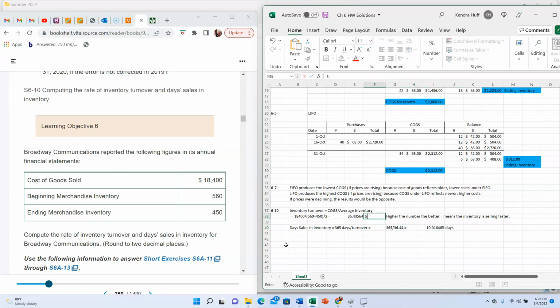This one up here is just like a number of times, 36 times the inventory turned over. But roughly every 10 days, they're selling their inventory and having to replace it with new. And then, of course, the higher the turnover, the faster you sell your inventory. This number gets lower and lower. It takes fewer and fewer days to sell your inventory.